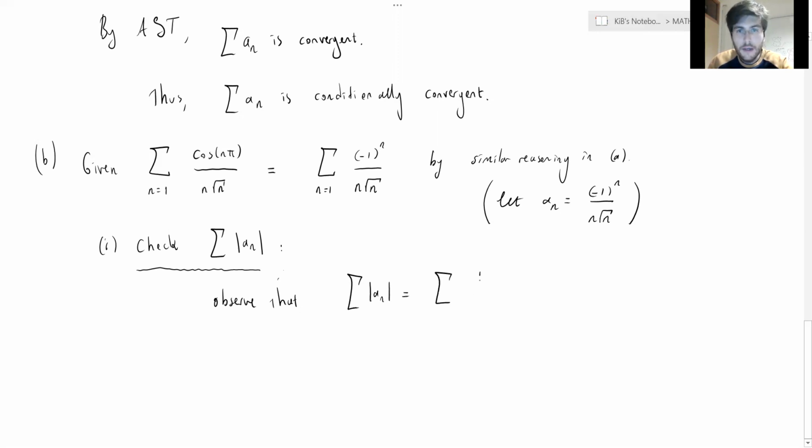What is this? 1 over n. Okay, let me write it down in this way, starting from 1. But this is very well known, right? So this is a very well-known series. This is convergent. Why? By the p-test. Okay, so this thing is convergent by the p-test.